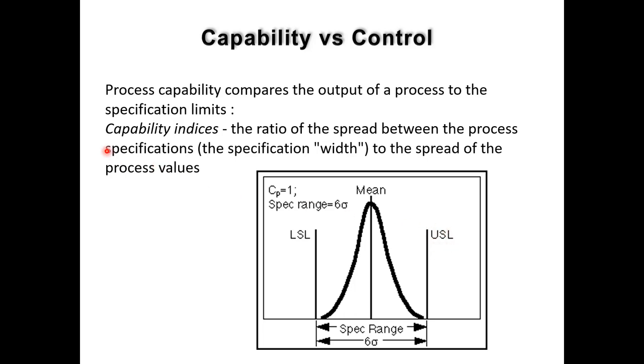Okay. So you can compute the process capability by computing the capability ratio. It is the ratio of the spread of the process specification, called the specification width, to the spread of the process values. So there are two different things here. Number one is the values given by the specification limits. The other one is the actual dispersion of the process data.